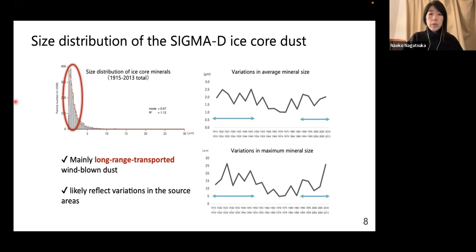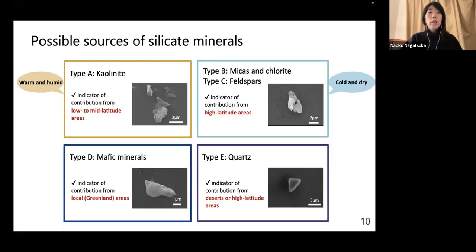The samples from 1915 to 1950 and 1990 to 2013 contained a larger amount of coarser particles than the other periods. So this is likely to reflect variations in ice core dust sources. Then next, I want to look at the mineral composition results.